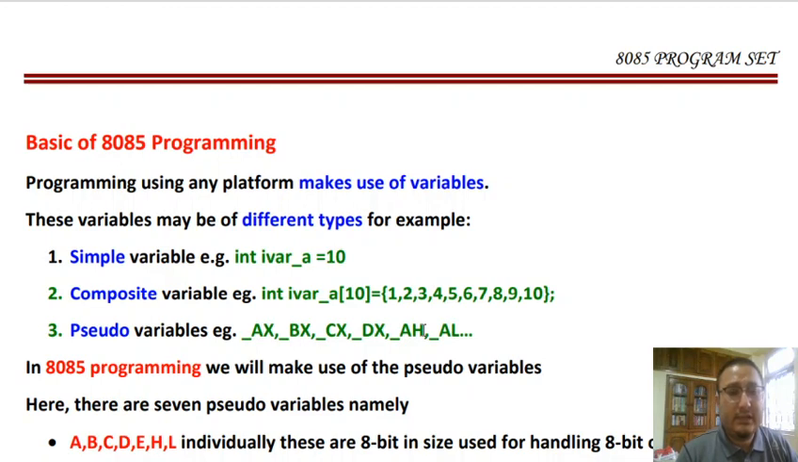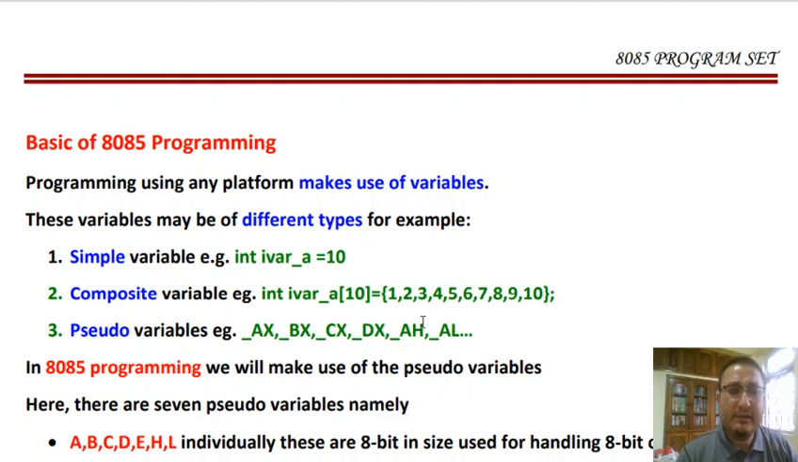So in today's class, we'll be starting with the basics of 8085 programming. To start with, whenever we write a program using any programming platform or programming language, we make use of programming variables. These variables are used to hold values during execution. Categorically stating, there are three different types of variables: simple variable, composite variable, and pseudo variable.